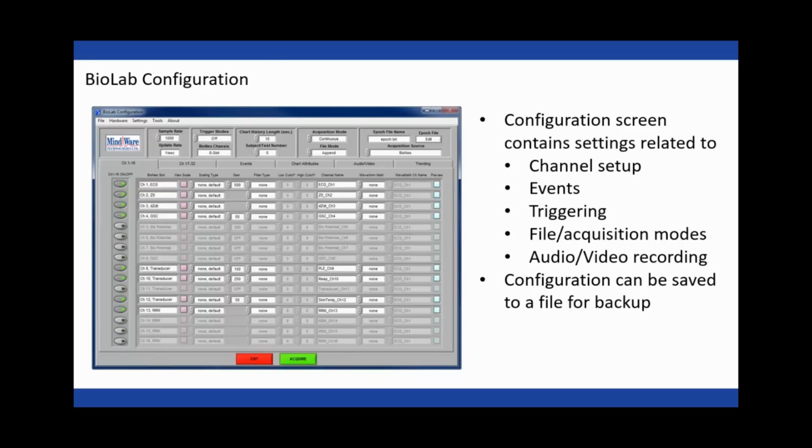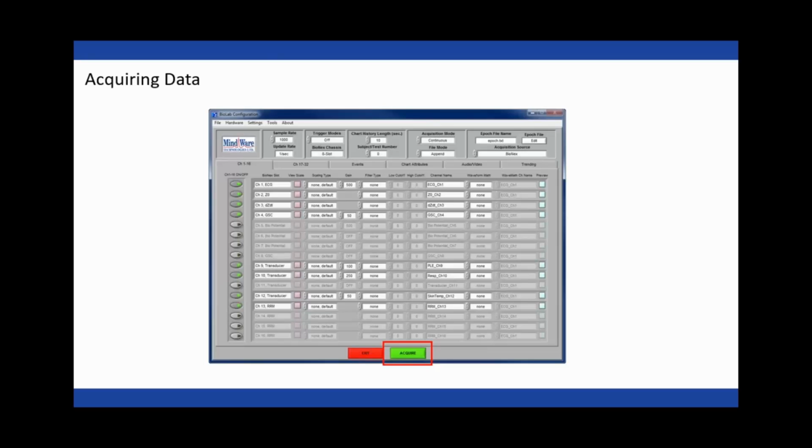We've talked a lot about that, and once you've configured BioLab the way you want to, the next step is to acquire your data. You're going to do that by pressing the green Acquire button at the bottom of the configuration screen, which is going to bring you to a new screen, which we call the Acquisition screen.